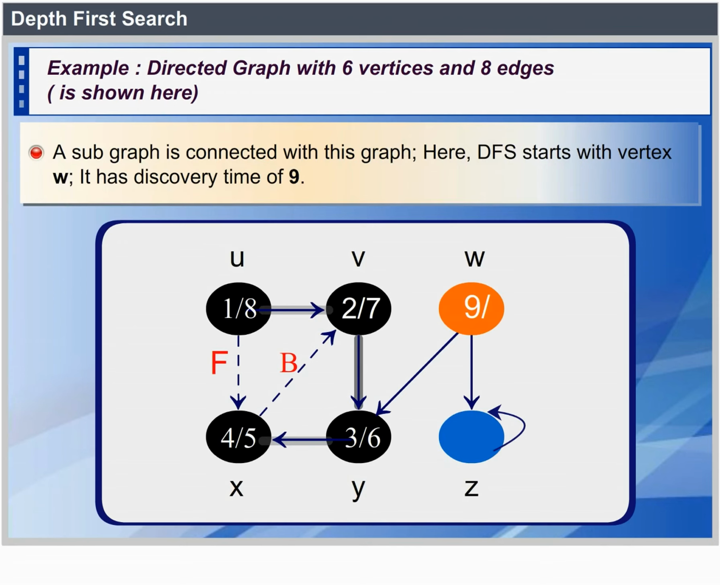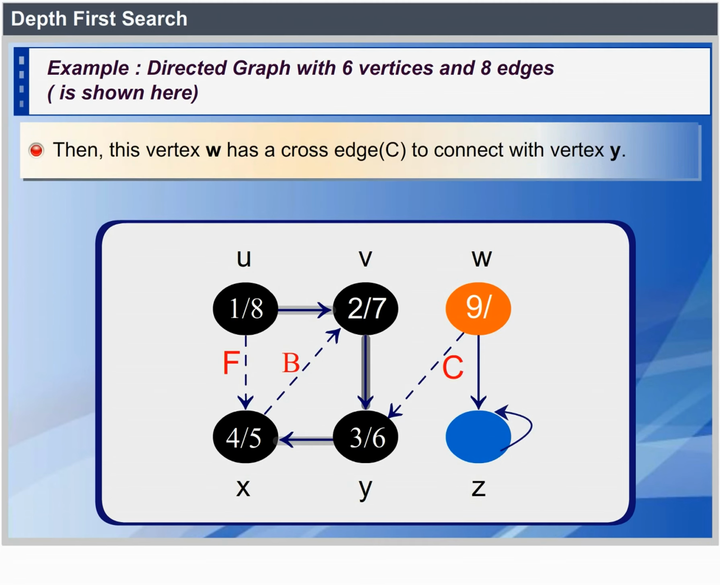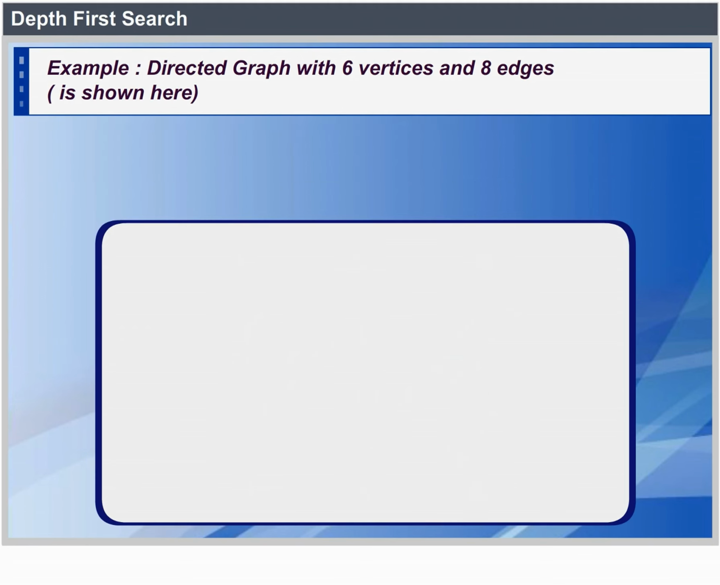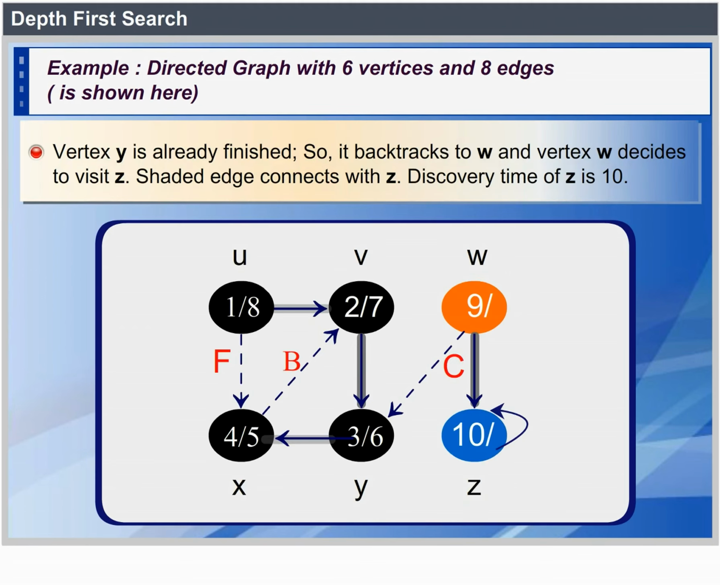Here, DFS starts with vertex W. It has discovery time of 9. Then, this vertex W has a cross edge C to connect with vertex Y. Vertex Y is already finished, so it backtracks to W, and vertex W decides to visit Z.